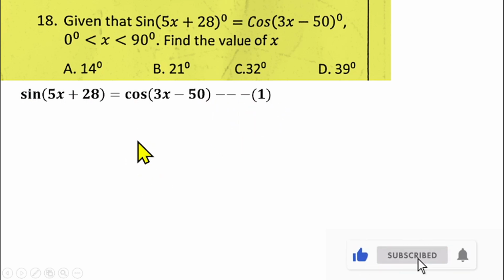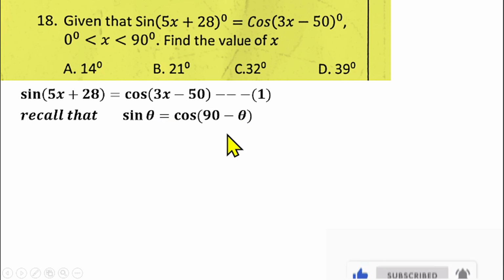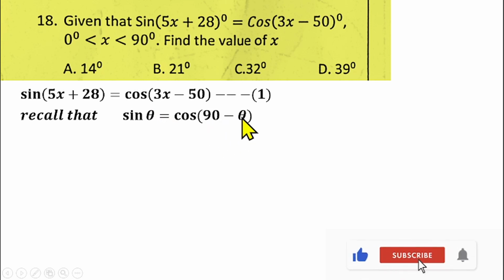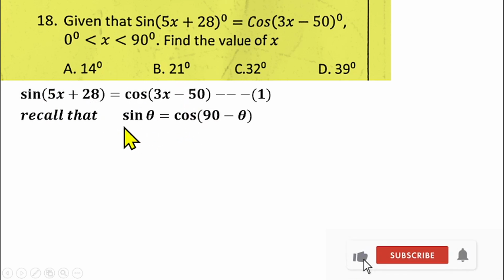You will now recall the trigonometric complementary angle between angle theta and 90 degrees. If you recall that, sine theta is equal to cos of 90 minus theta, because theta is complementary to 90 minus theta. So sine is complementary to cos. In this case, this is as a result of the question given to us. You may also be given cos equals sine as well. That means you'll have cos theta equals sine of 90 minus theta.